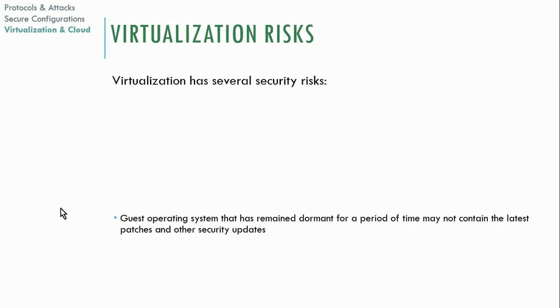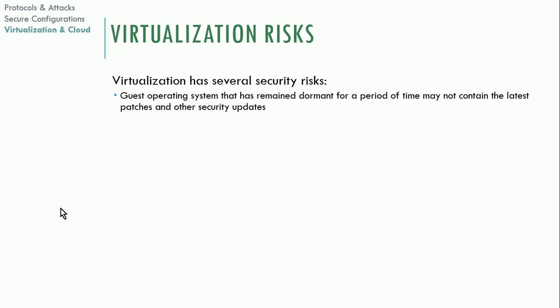So there are also some virtualization risks. The guest operating system that has remained dormant for a period of time. What they're talking about here in your textbook, so you have the host operating system and the guest operating system. The host could either be the hypervisor itself. The hypervisor, by the way, is the software that does virtualization. Or it can run in a host operating system. But within that, you have these virtual machines, which are called guests. So the virtual machine that's running within a system is the guest operating system.